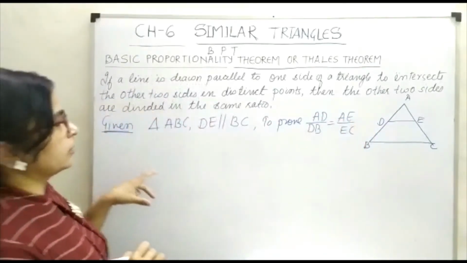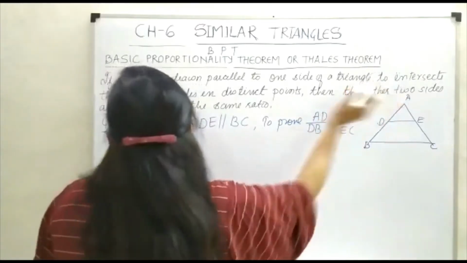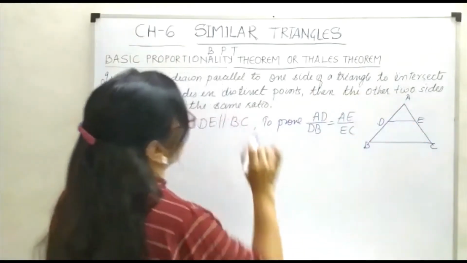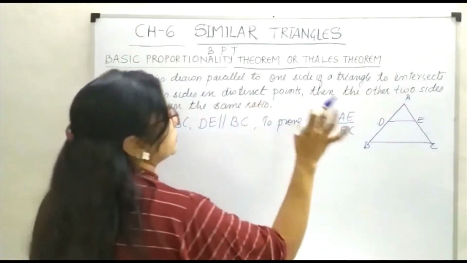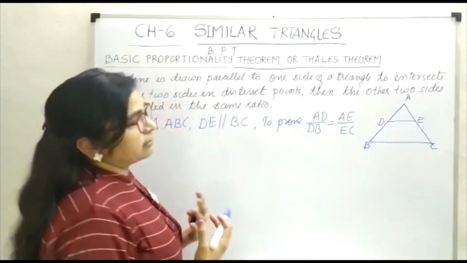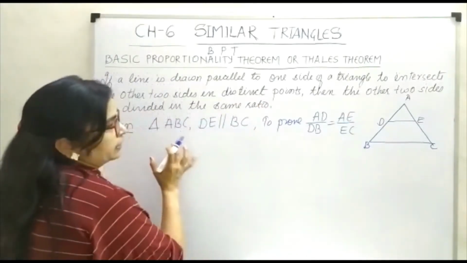Now, if in a triangle a line is drawn parallel to one side of a triangle to intersect the other two sides in distinct points, D and E are your distinct points, distinct means different points, then the other two sides are divided in the same ratio, or we can say the sides are proportional. Now we are going to prove it with the given condition.